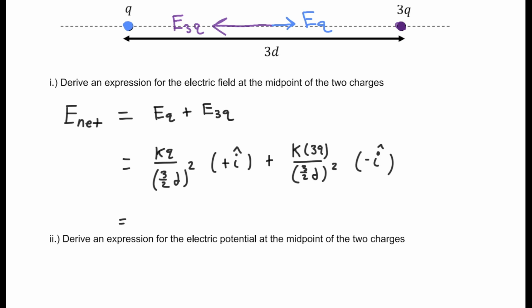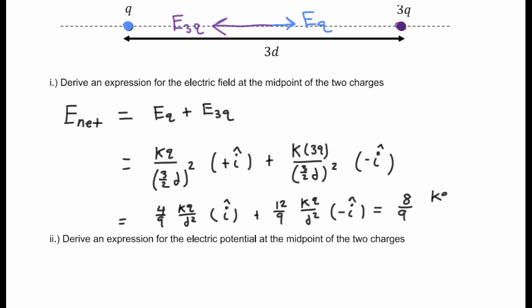So, for our first term, we'd get 4/9 KQ over D squared in the I hat direction. And then for our second term, we'd get 12/9 kq over d squared, but in the negative I hat direction, so those would subtract. So we see that the left would win by 8/9 kq over d squared. And I stopped asking for the translation to epsilon naught because I imagine you get the idea by now.